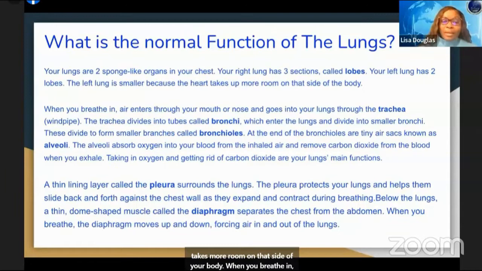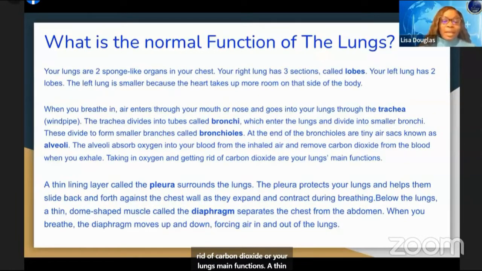When you breathe in, air enters through your mouth or nose and goes into your lungs through the trachea, which is your windpipe. The trachea divides into tubes called bronchi, which enter the lungs and divide into smaller bronchi. These divide to form smaller branches called bronchioles. At the end of the bronchioles are tiny air sacs known as alveoli. The alveoli absorb oxygen into your blood from the inhaled air and remove carbon dioxide from the blood when you exhale. Taking in oxygen and getting rid of carbon dioxide are your lungs' main functions.